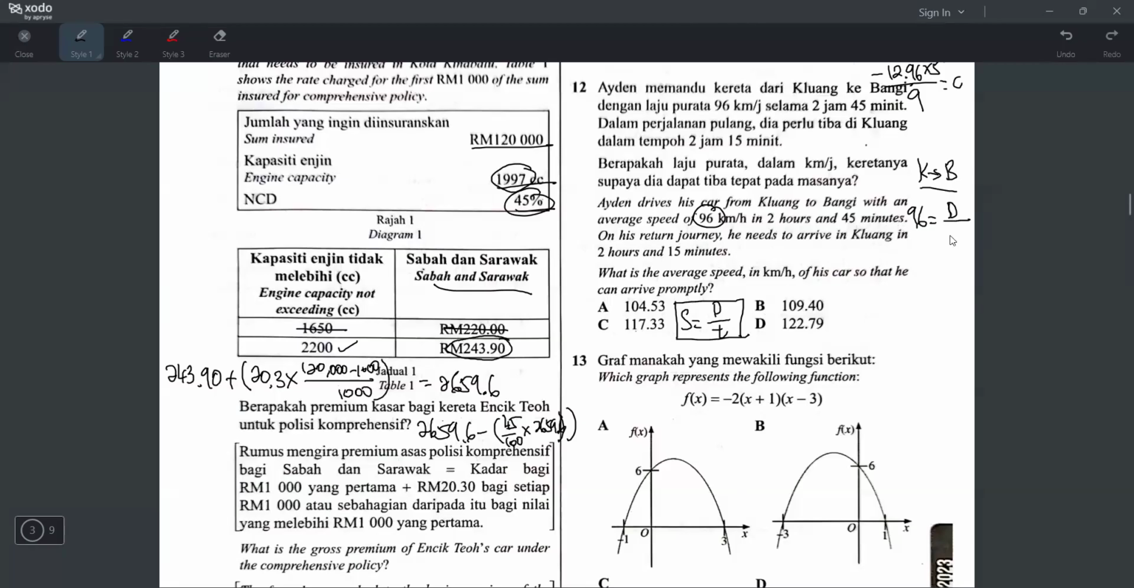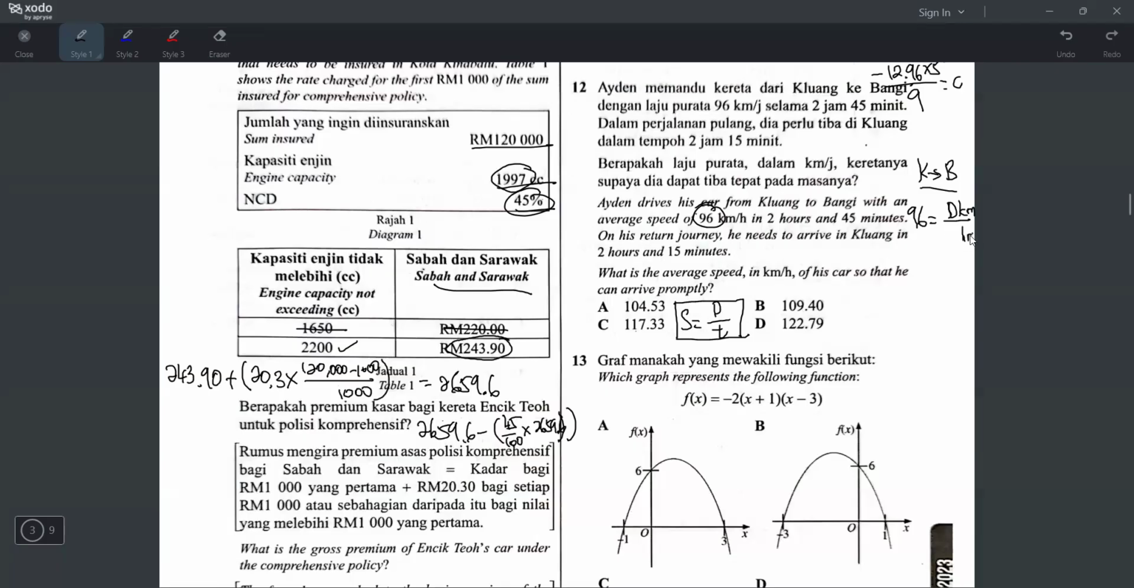Tapi you jangan pergi tulis 2.45 ah. Saya pernah jumpa student macam ni tau. Dia pergi tulis 2.45. Cannot. It's wrong. Okay, I will tell you now how to check the unit. So you tengok 96. 96 is the speed. And the speed unit is kilometer per hour. Maksudnya, distance ni kena dalam kilometer. And then yang time dekat bawah ni kena dalam hours.